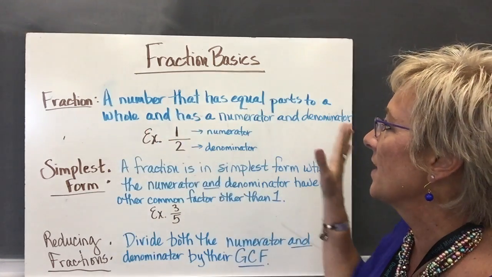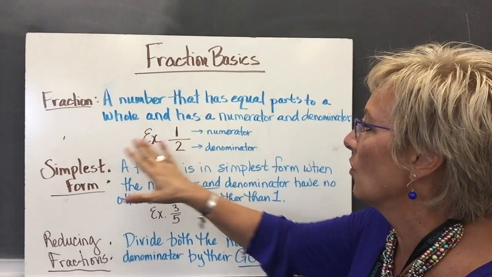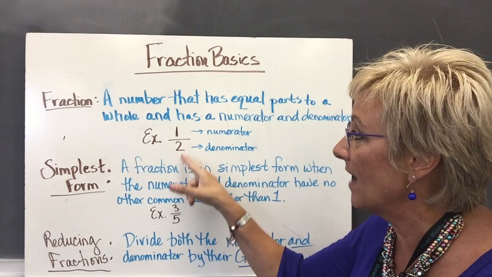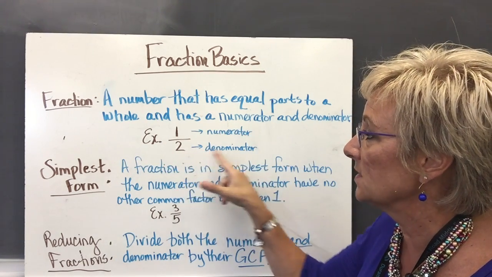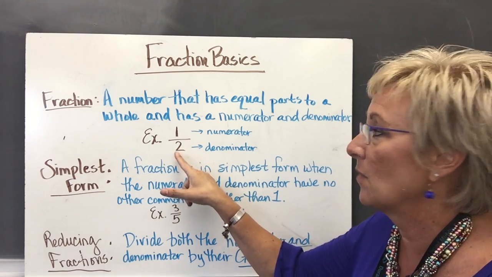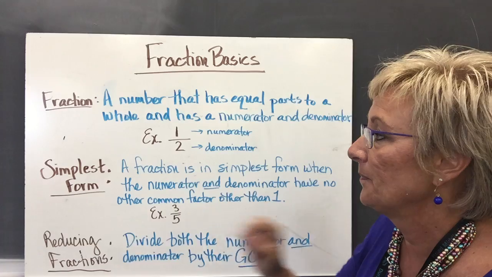A fraction is a number that has equal parts of a whole and has a numerator and a denominator. For example, if I'm looking at 1/2, 1 is the numerator, 2 is the denominator. So the whole has 2 parts, and we're just talking about one of the parts.